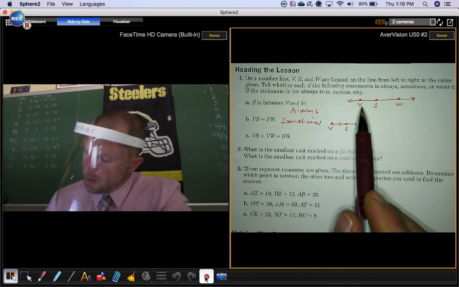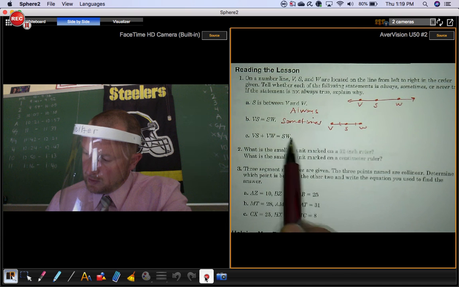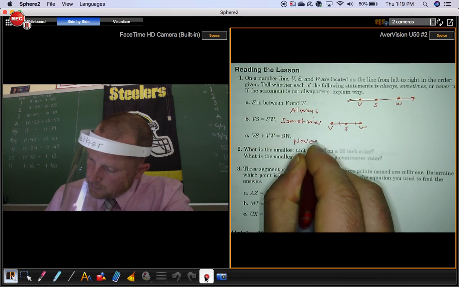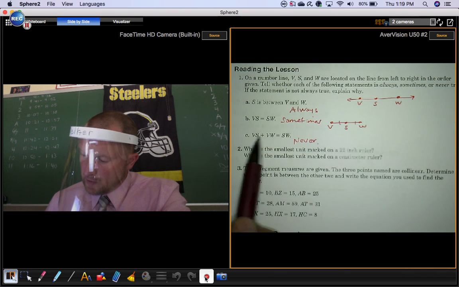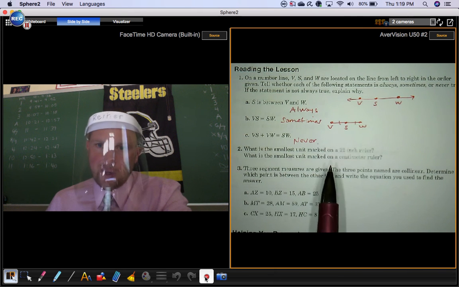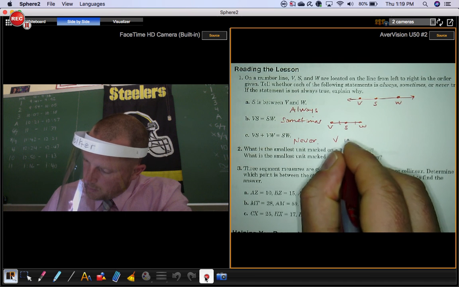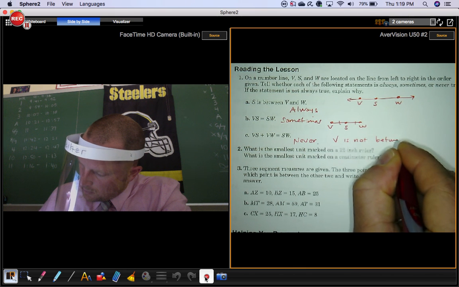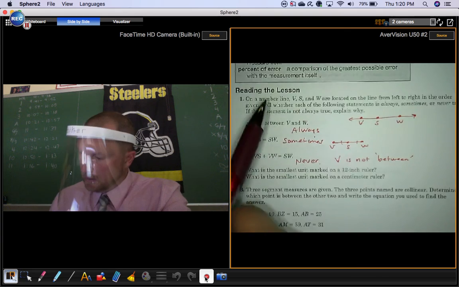Part C, V to S plus V to W equals S to W. That's never going to be true, because the way they're showing this right now is point V is the middle point, and it's not. Point S is. So I'll kind of use that term between.